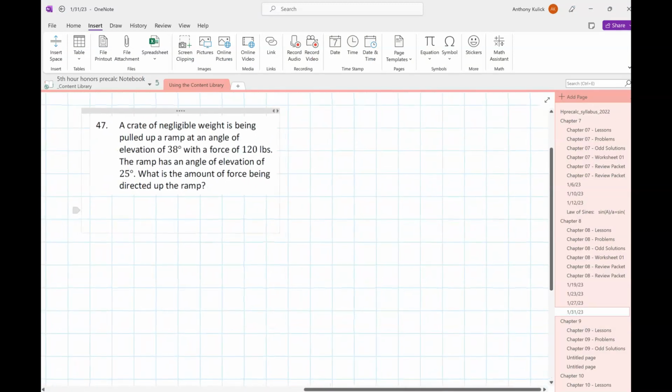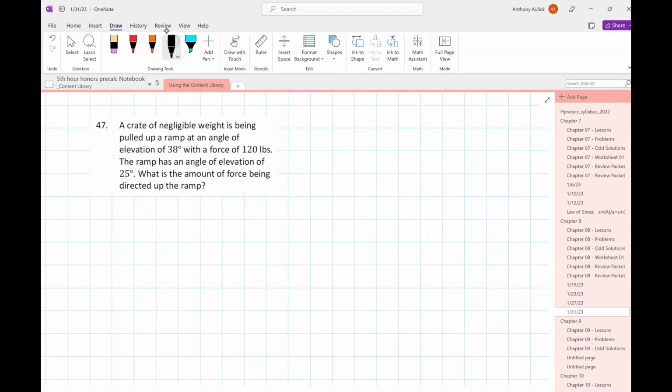All right. It says a crate of negligible weight is being pulled up a ramp at an angle of 38 degrees with a force of 120 degrees. The ramp has an angle of elevation of 25 degrees. What is the amount of force being directed up the ramp?